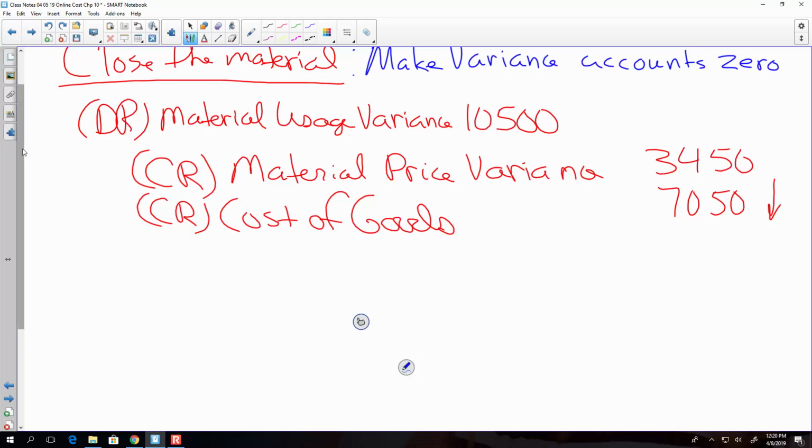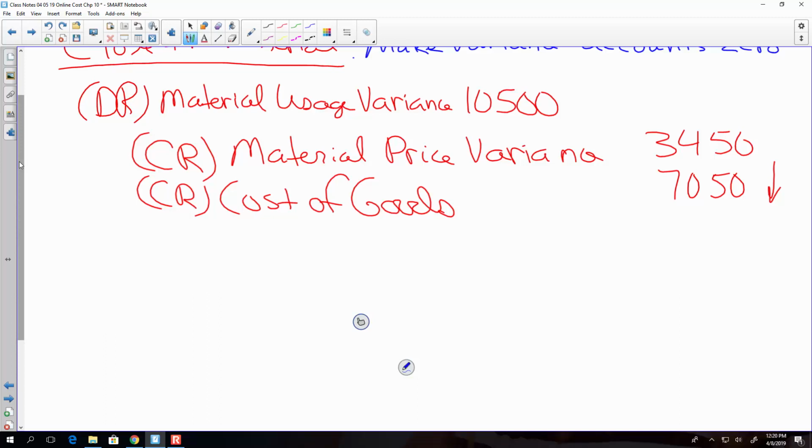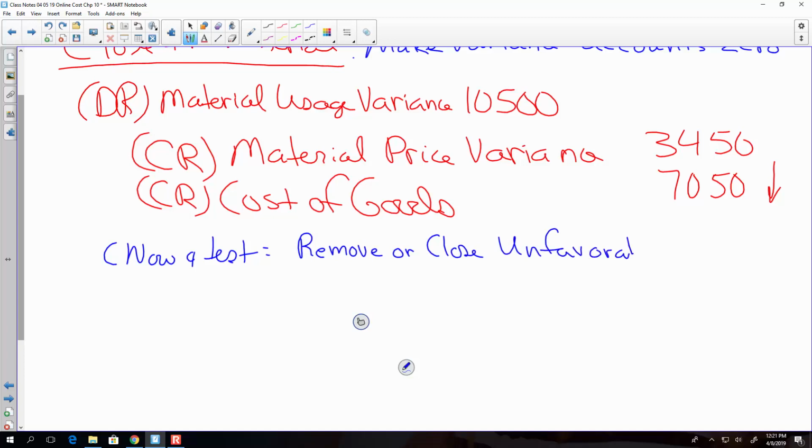Now I do want to make a note here on the closing entries. I close this entry as material only. In CengageNOWv2 and tests, the closing entry will, in most cases, let's just say all cases, they want us to remove or close unfavorable variances first. Then close favorable variances.